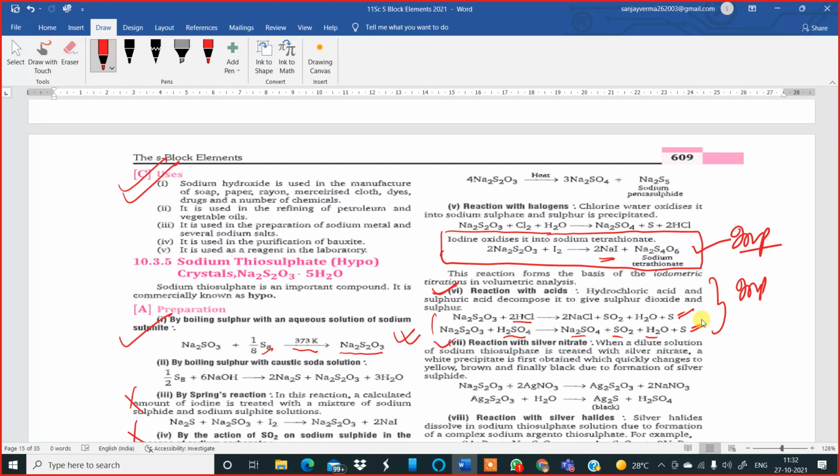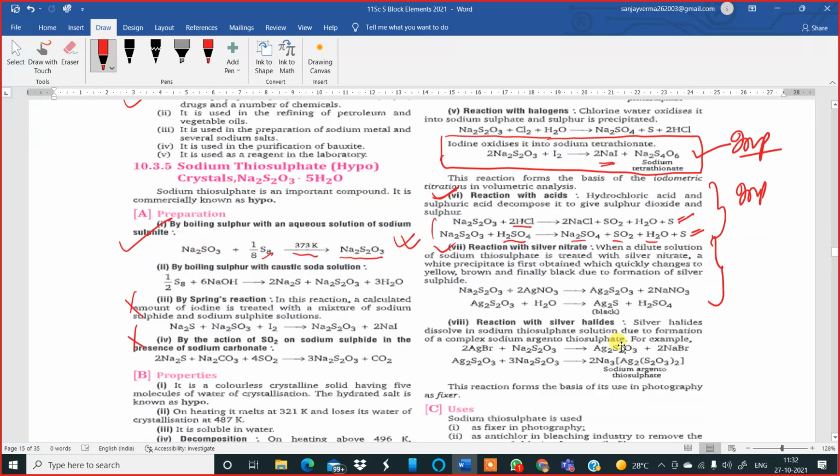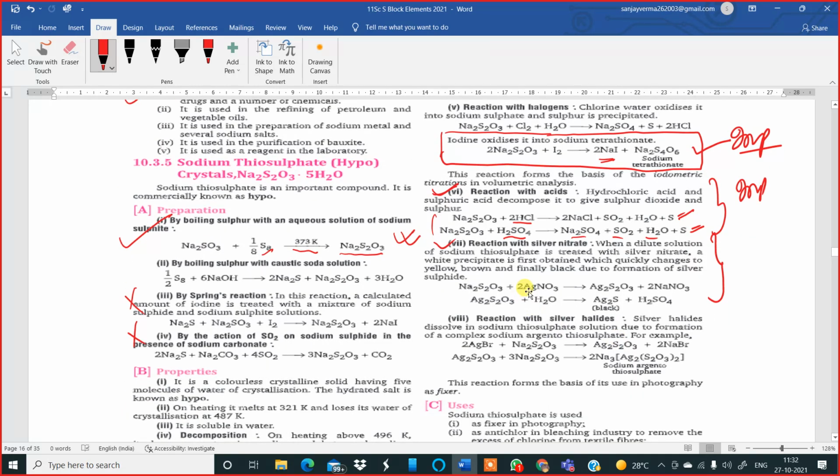After that, the next reaction which is important for you all is the reaction of sodium thiosulfate with silver nitrate solution. Now here, when a dilute solution of sodium thiosulfate is treated with silver nitrate, a white precipitate is first obtained. This is the white precipitate, silver thiosulfate, Ag2S2O3, which quickly changes to yellow, brown, and finally black due to the formation of silver sulfide. So what happens? An unstable compound is formed, that is called silver thiosulfate, which is unstable.